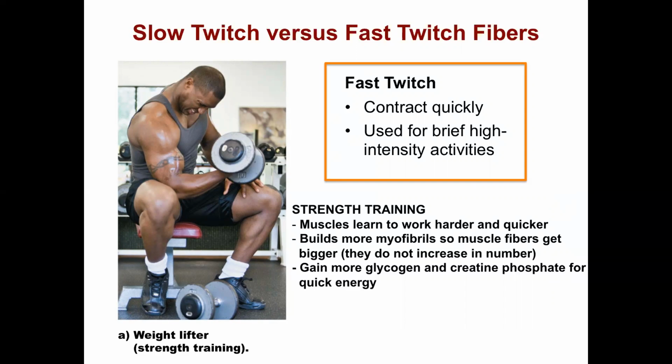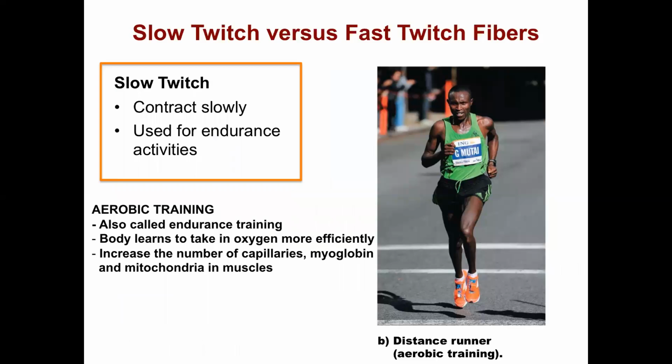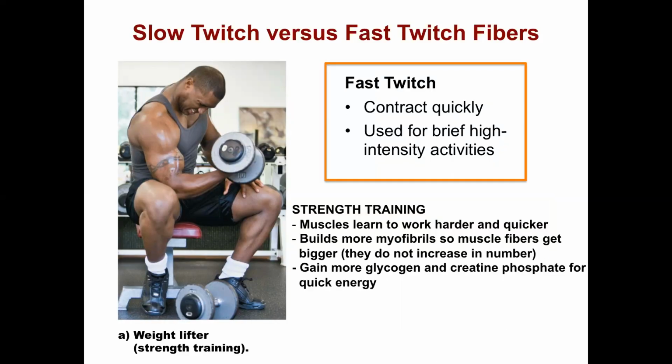So what's happening when you're strength training is that the muscles are learning to work harder and quicker. You're not making more cells, all right? You're not increasing the cell number, but you're making those cells get bigger. So you're going to be building myofibrils, right? And you're going to be gaining in glycogen and creating phosphate for quick energy bursts, all right? So that's sort of the difference. I mean, these guys are both athletes, but their muscles look very different, clearly, right?